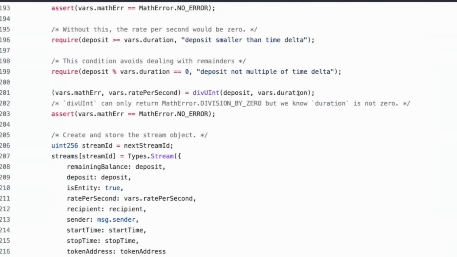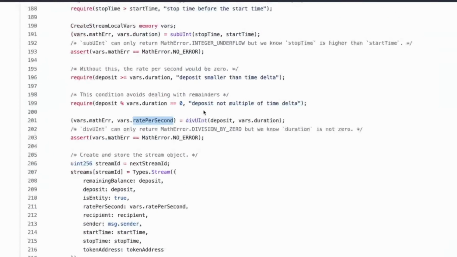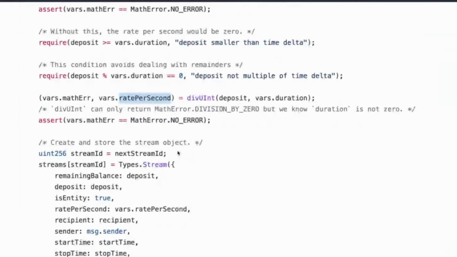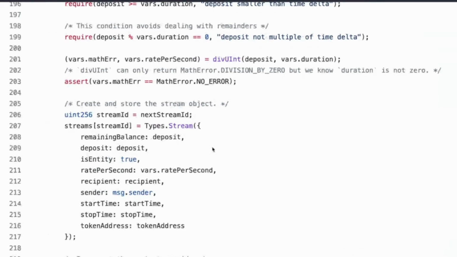Okay, now they divide deposit by the duration. That makes sense, and that gives us the rate per second. For a second I thought we put in the rate per second as a parameter, but we don't. And then assert that there's no error. Interesting. So they let errors happen, and then they just assert that there wasn't an error. I've never seen that, but I think it's because of the pragma that they were using.